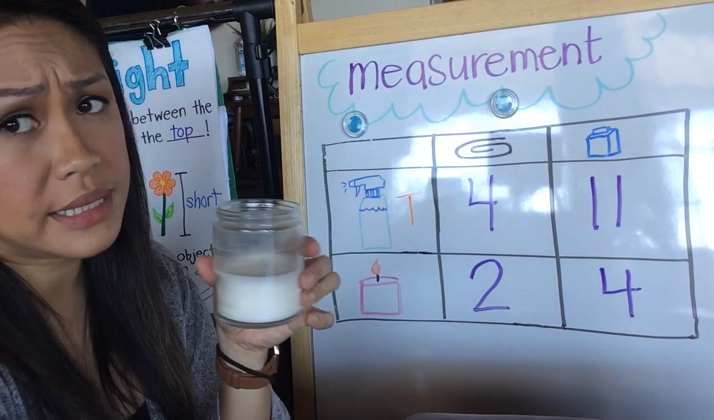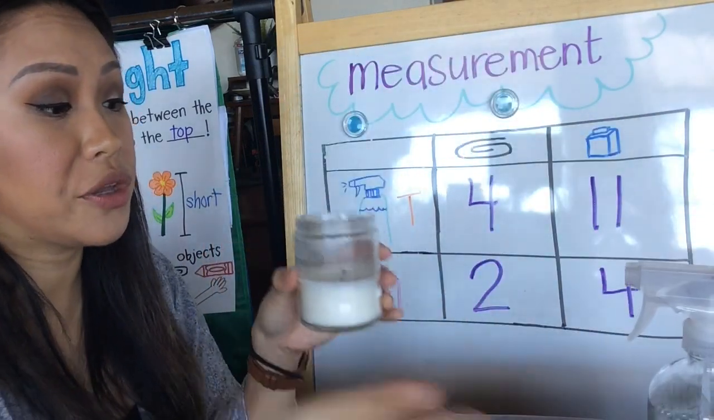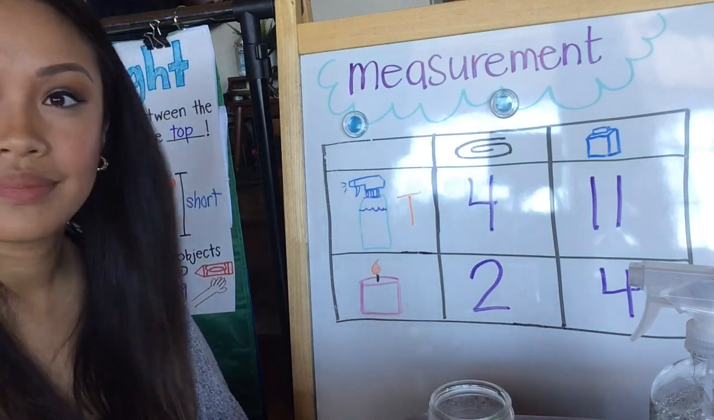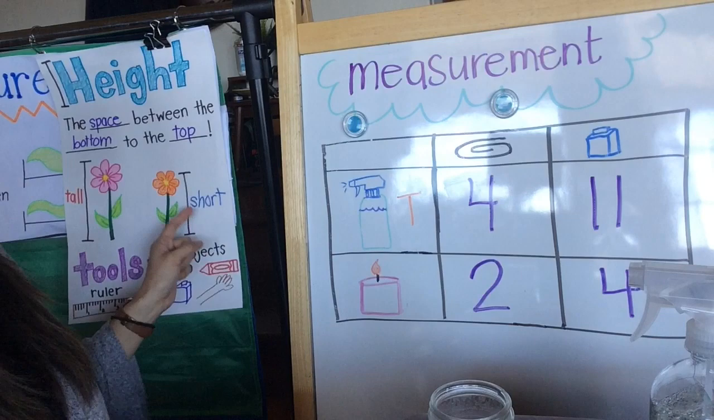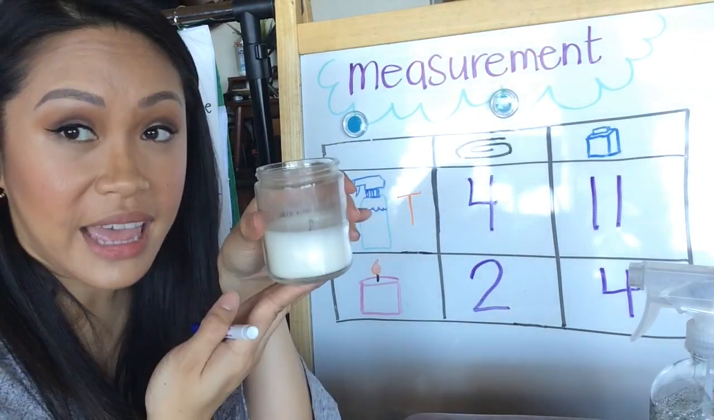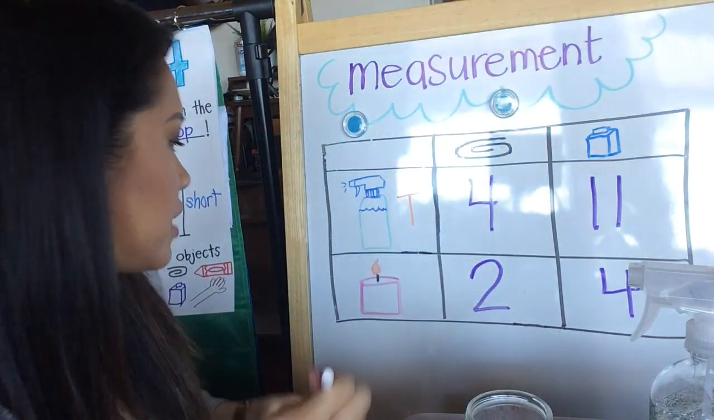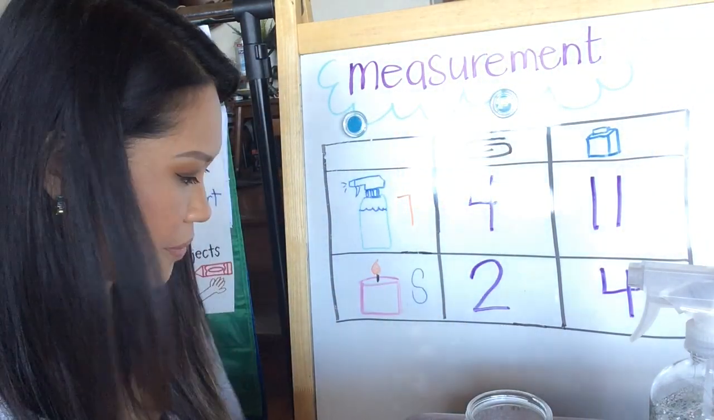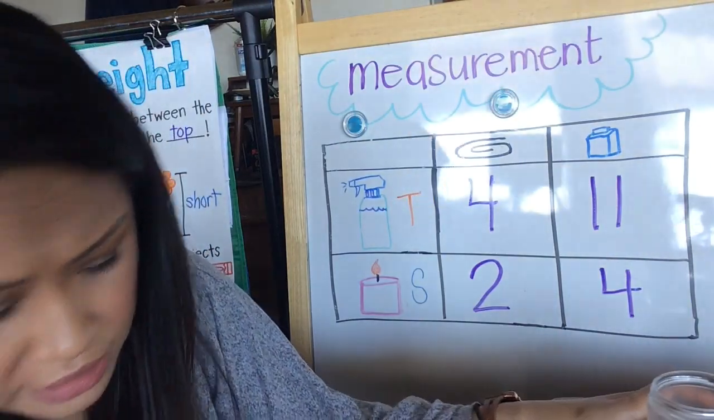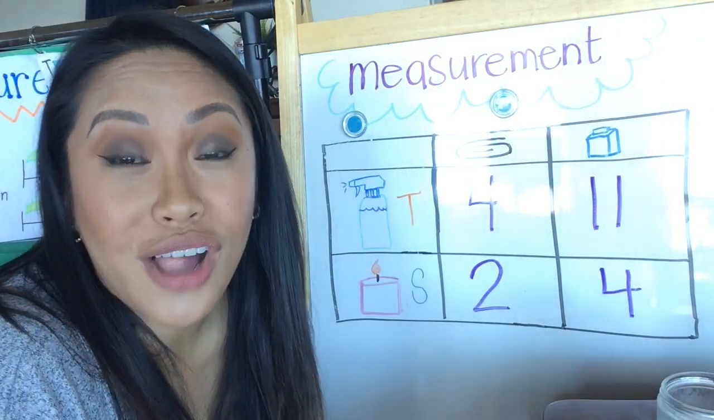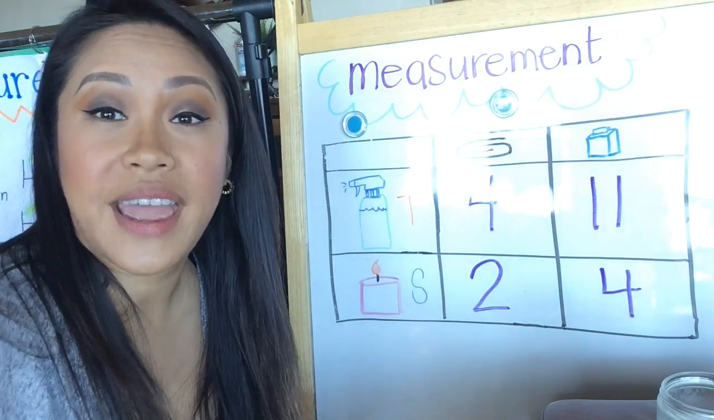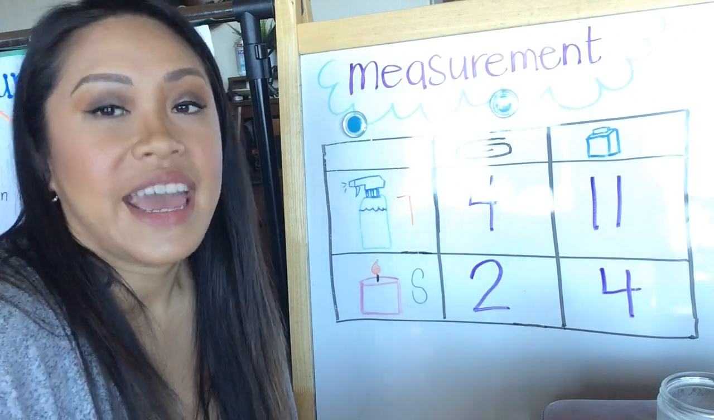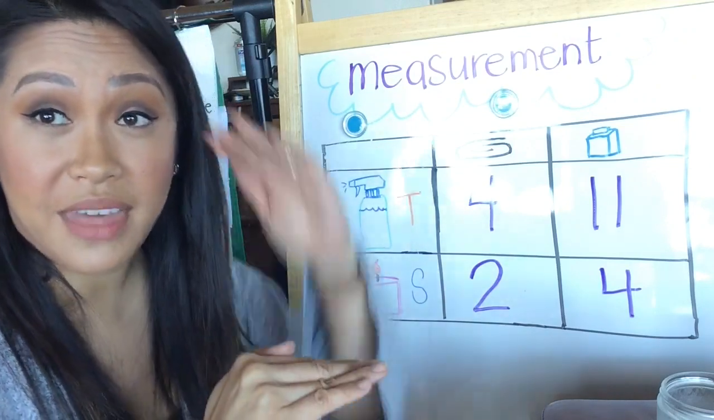So if this space compared to the spray bottle is smaller, what would you call that? Nice. You guys remember the other word is short. So the candle is shorter than the spray bottle. We're going to put an S there to remember that that one was shorter. So your challenge for this week is to find all kinds of things and measure them to find their height. To find their what? Their height. Good. And height is the space between the bottom and the top.